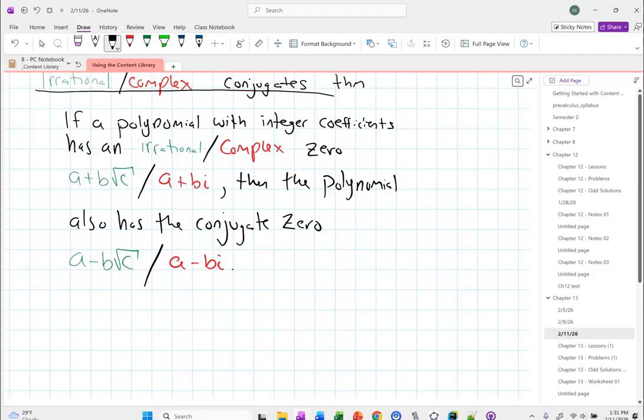So the irrational conjugates theorem says if a polynomial with integer coefficients has an irrational zero, like a plus b square root c, then the polynomial also has the conjugate zero, a minus b square root c. Or you could read this as the complex conjugates theorem. It says if a polynomial with integer coefficients has a complex zero, a plus bi, then the polynomial also has the conjugate zero, a minus bi.